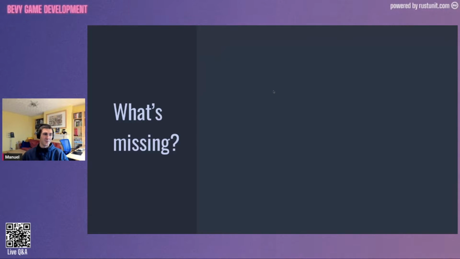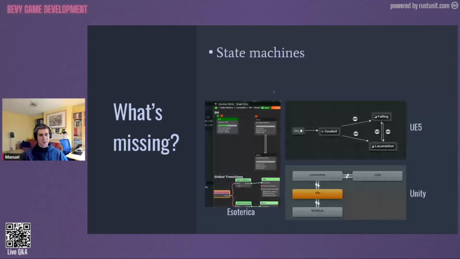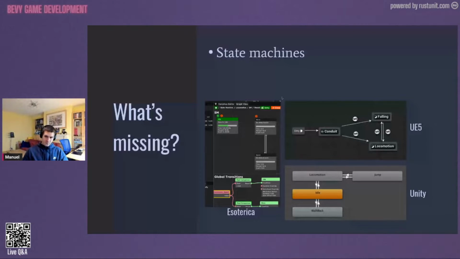I think it's important to talk about what's not there and what I'm currently working on and want to get into the plugin in the future. First is state machines, or animation controllers from Unity, for example. This is something that you can find in Unreal Engine, you can find in Unity. This is the engine I mentioned at the beginning. It's actually my favorite of the three, but yeah, it's a common feature for animation systems. I think it would be something we should have as well.